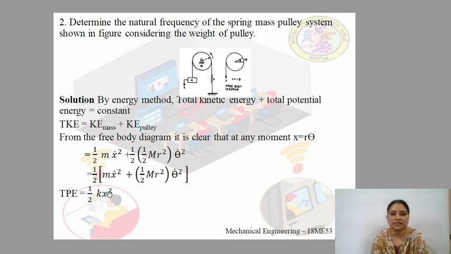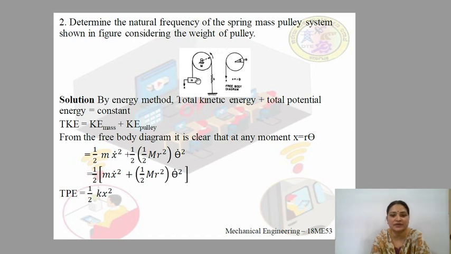Now we shall discuss another problem that is also on a pulley. So the problem statement goes like this. Determine the natural frequency of the spring mass pulley system shown in the figure, considering the weight of the pulley. Considering the weight of the pulley, we have to find out the natural frequency of the system given.